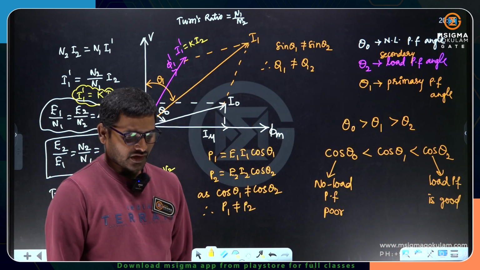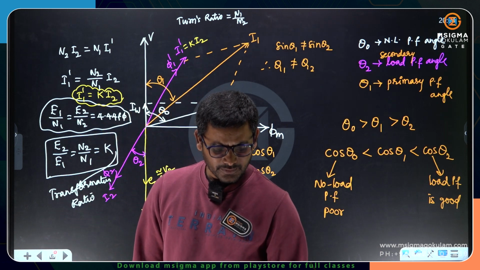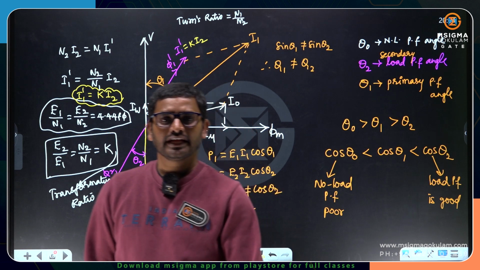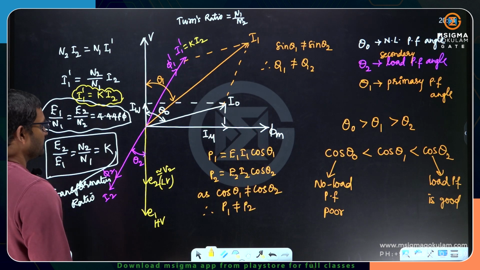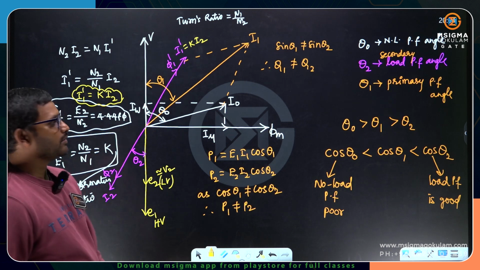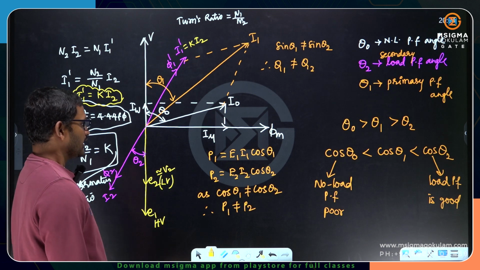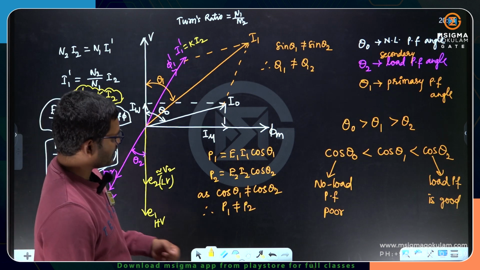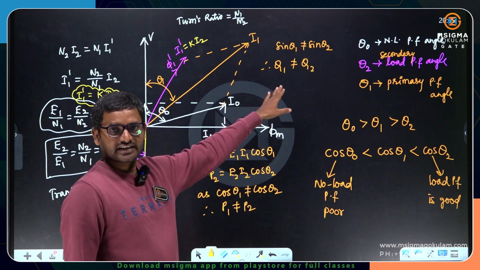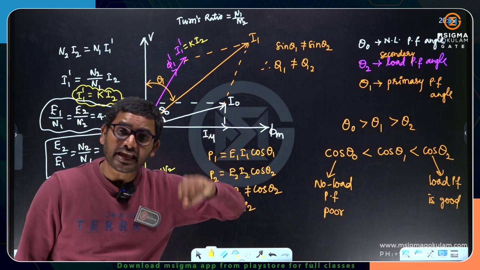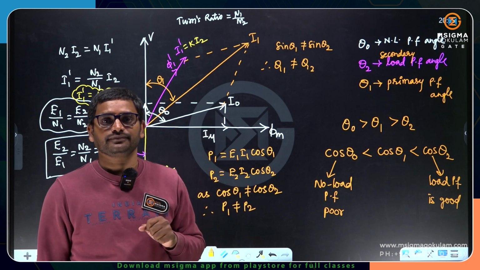Let me solve some problems on transformer operation, and possibly we can go ahead with the equivalent circuit also. After doing one or two problems, we will discuss the equivalent circuit. At this point, I wanted to clear one more point. A transformer is not constant active power, not constant reactive power. But how can you make the transformer constant active power, constant reactive power, constant apparent power?